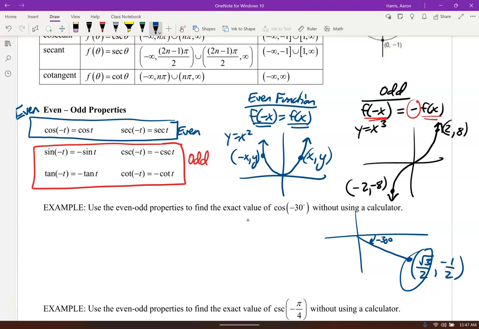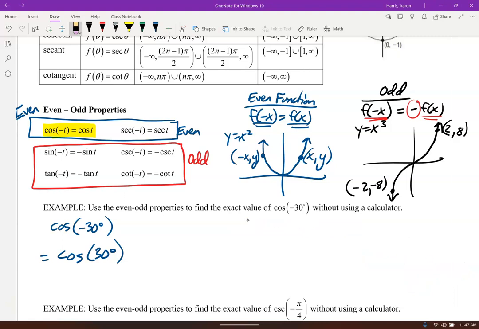But let's do it with our even and odd properties instead. Cosine of -30 degrees. Well, cosine of -t is the cosine of t. That's what I'm using. Cosine of negative t is the same as the cosine of t because it's even. So this is the same thing as the cosine of 30 degrees. We look on our unit circle. If I rotate 30 degrees, I find the point, I find the cosine there, and the cosine is root 3 over 2.